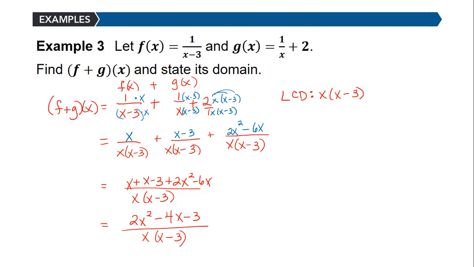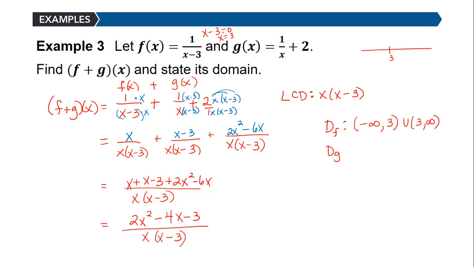So the domain of f, let's think about that. This is a rational function. The only restriction is where the denominator is equal to 0, so that is where x minus 3 is equal to 0, or where x is equal to 3. So it is all real numbers except for the 3, which is negative infinity to 3, union 3 to infinity.